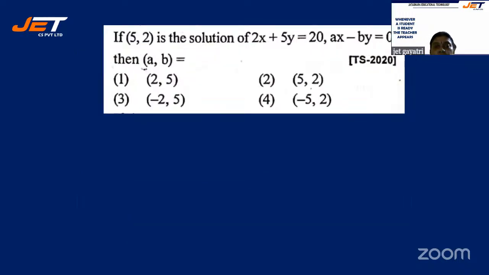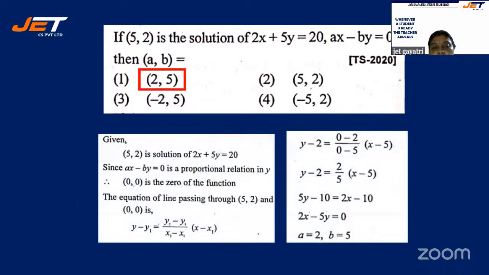Okay, all right. If (5, 2) is a solution of 2x + 5y = 20, ax - by = 0, then (a, b) is dash, right? How? (5, 2) is a solution, they say, for 2x + 5y = 20, right? Since ax - by = 0, it is a proportional relation in y. So (0, 0) is a zero of the function. The equation of the line passing through (5, 2) and (0, 0) is dash.